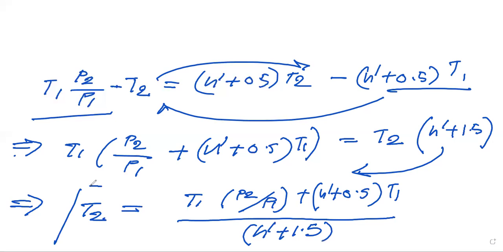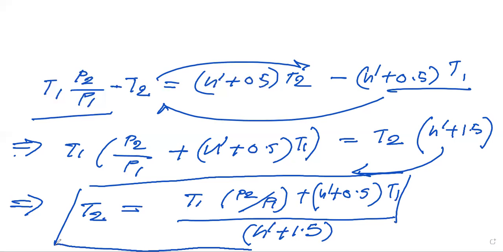We can see this is the final equation by which we can calculate the final temperature for any adiabatic change. For calculating the final temperature, we obviously need to know the values of T1, P2 by P1, and n dashed. If we have this information, then we can calculate the value of T2.